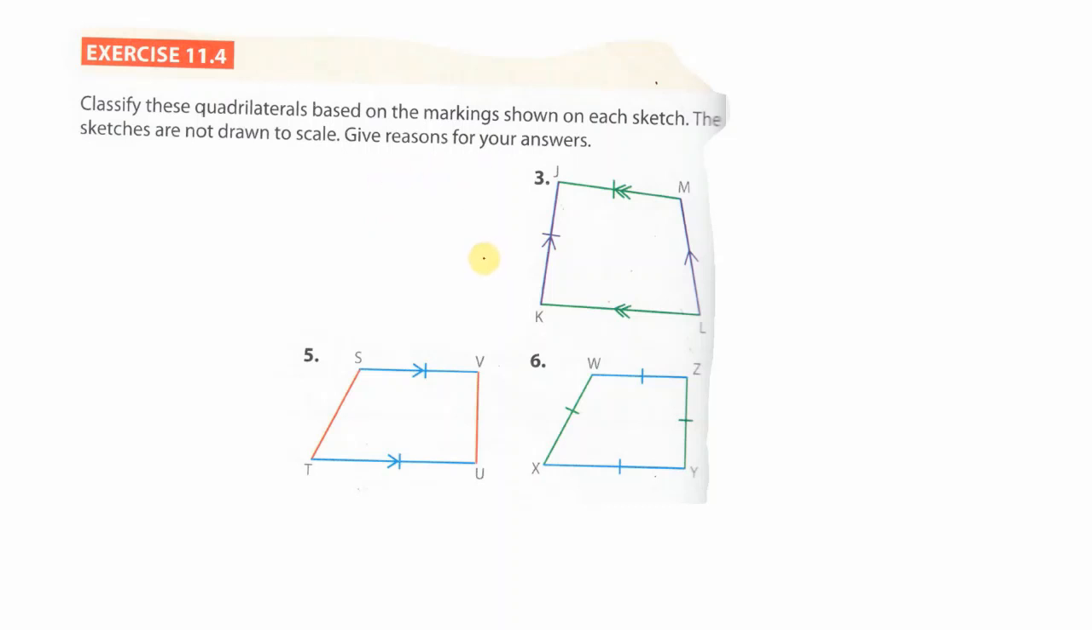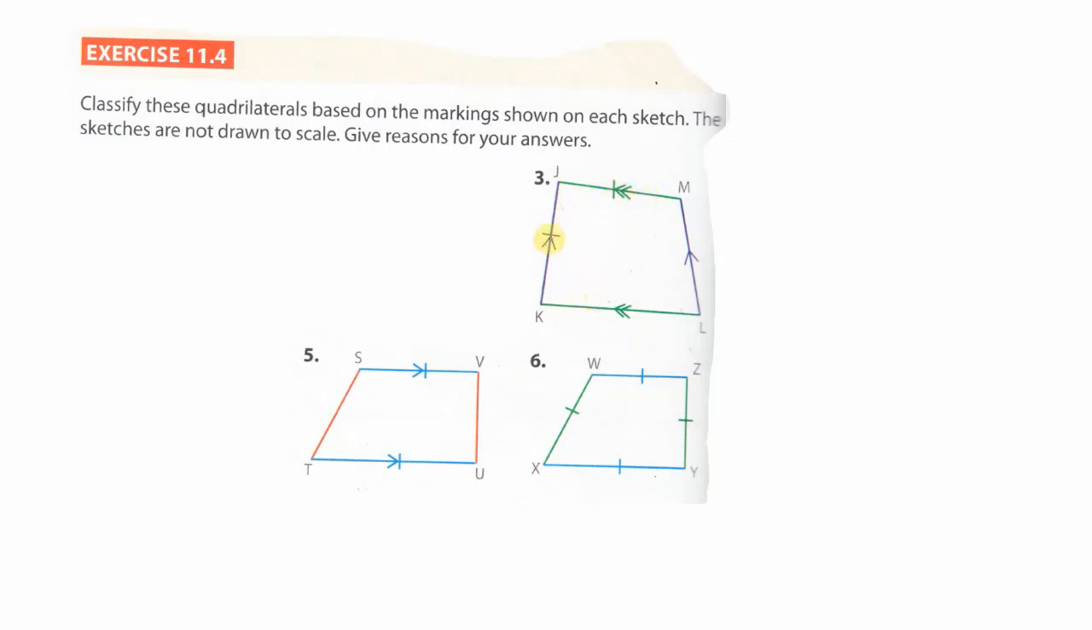Yeah, here the reasons are the actual crucial factor. Just saying that something is a kite or a rectangle or rhombus doesn't really count. You have to know why it is a rhombus or rectangle or square or whatever. Okay, so let's first look at number 3.